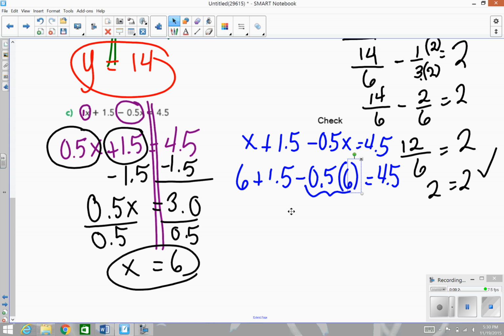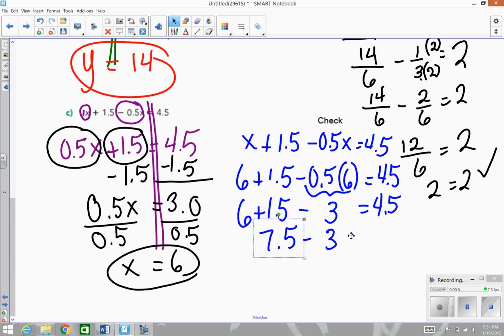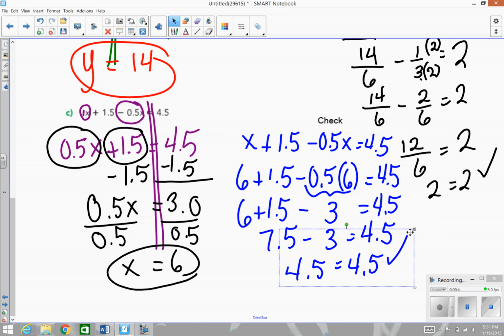PEMDAS again says to multiply first. Half of 6 is 3. Copy down what's left. So I have 6 plus 1.5 minus the 3 equals 4.5. 6 plus 1.5 is 7.5. Minus 3 is 4.5. So it checks.